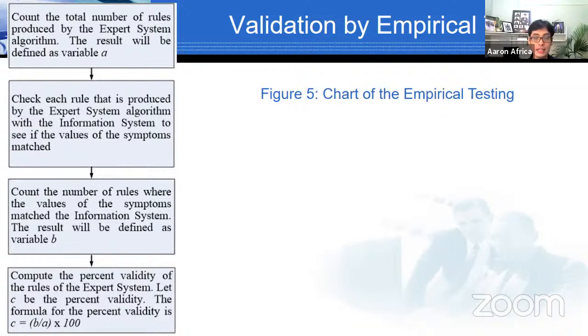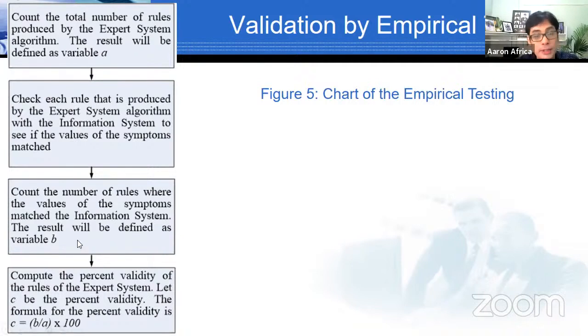Validation through empirical testing is shown in figure 5. First thing we did is to count the number of rules produced by the expert system algorithm. The result will be defined as variable A. Then we check each rule that is produced by the expert system algorithm in the information system to see if the rules of the symptoms match. Then we count the number of rules where the values of the symptoms match in the information system. This one is defined as variable B.